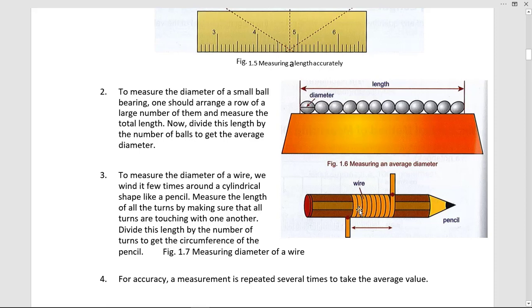But if you are going to take more than 5 or more than 6 number of turns, you can start from here, mark this starting point, and mark the ending point.